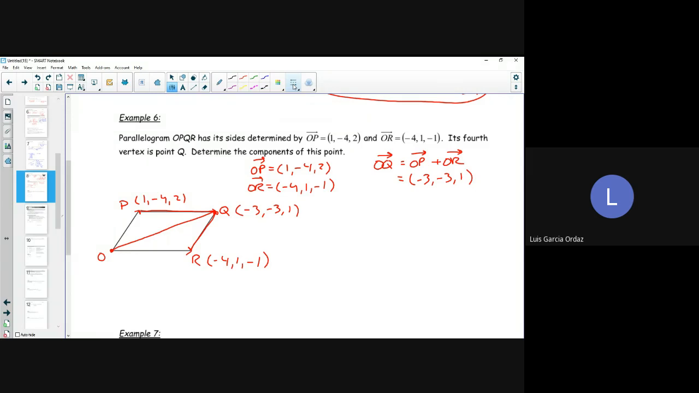So which means that the components of this point are going to be negative 3, and 1, which is exactly what we need. Okay? So that's how you would find the components of that point, taking OQ and making it equal to OP plus OR. Because back from, I think, the last unit, it was A plus B gives me vector U. Which means that my vertex Q is equal to negative 3, negative 3, and 1.